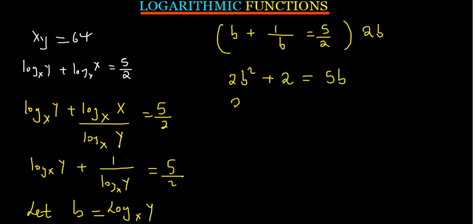Take them to the same side. 2b squared minus 5b plus 2 is equal to 0. The product is 4, the sum is negative 5. What are the factors?